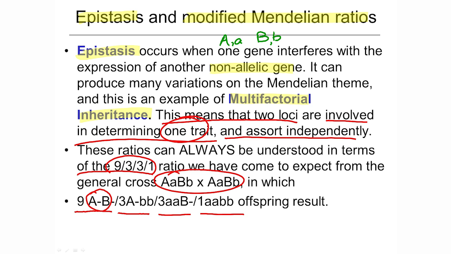So 9 have one big A and one big B, and phenotypically they will look dominant for both traits. Remember, in this case, we're going to show that it's only one trait, but traditionally we're used to two. One of the 3s has one big A and two little b's. One of the 3s has two little a's and one big B. And the 1 is always homozygous recessive at both loci, right? Keep that general form in your mind, please. I beg you, okay?